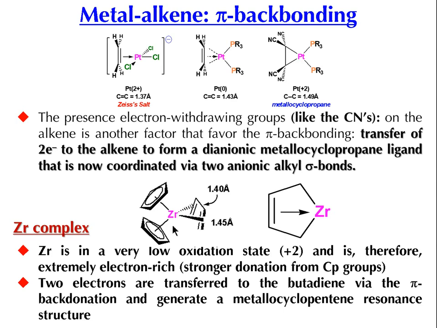Consider this complex of zirconium. The oxidation state is +2, and the electron density around zirconium is high due to the presence of 2 Cp groups. So two electrons are transferred from d orbitals of zirconium to the butadiene via the pi back donation and will generate a metallocyclopentene resonance structure.